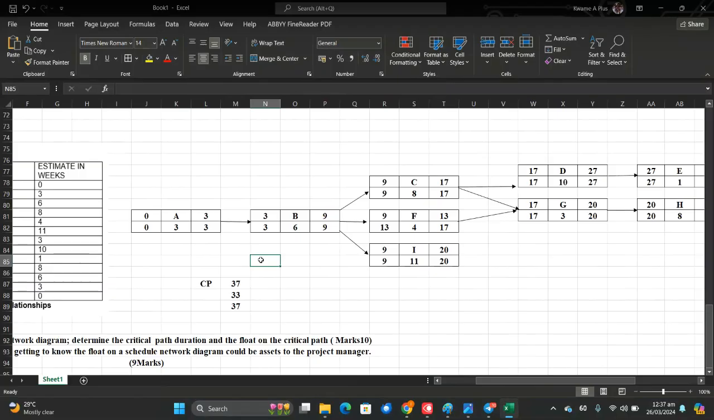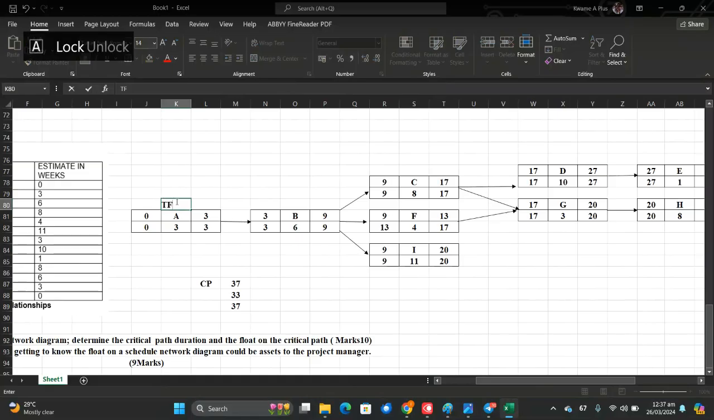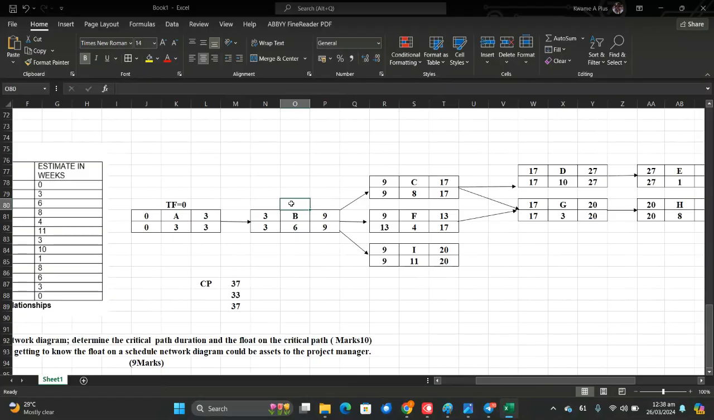All right. So it says critical path, okay? And then float. Let's do the total float. Total float is equal to 0. Okay. Total float is equal to 0.